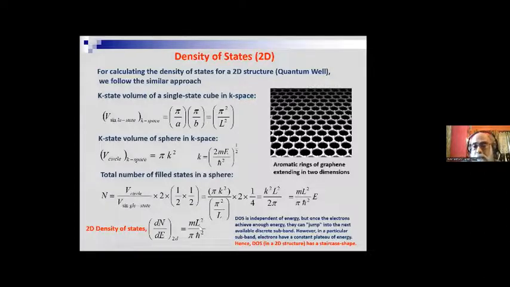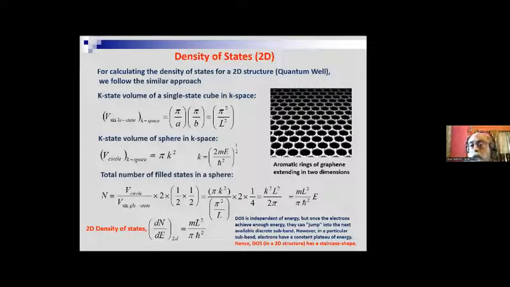So it is irrespective of the energy. That means the density of states is not dependent on energy. So it means you can have a plateau of energy. If you make a plot of the density of states as a function of energy, you will expect the electrons to achieve a constant plateau of energy.